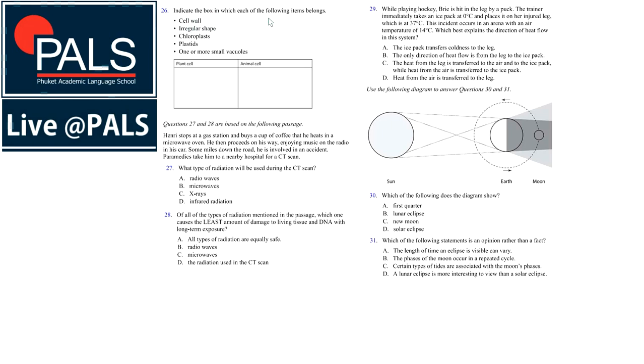Indicate the box in which each of the following items belongs. So we have to sort between plant and animal cells here. If we look at the structures, I'm pretty sure you can spot at least a few. Some of them might be more difficult.